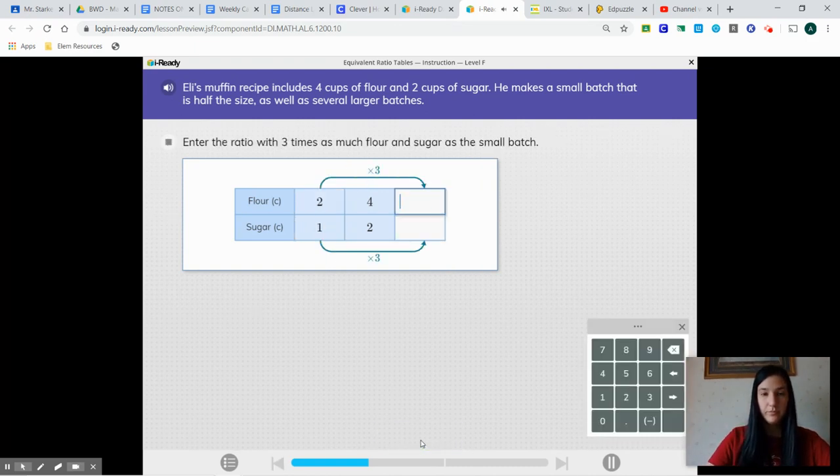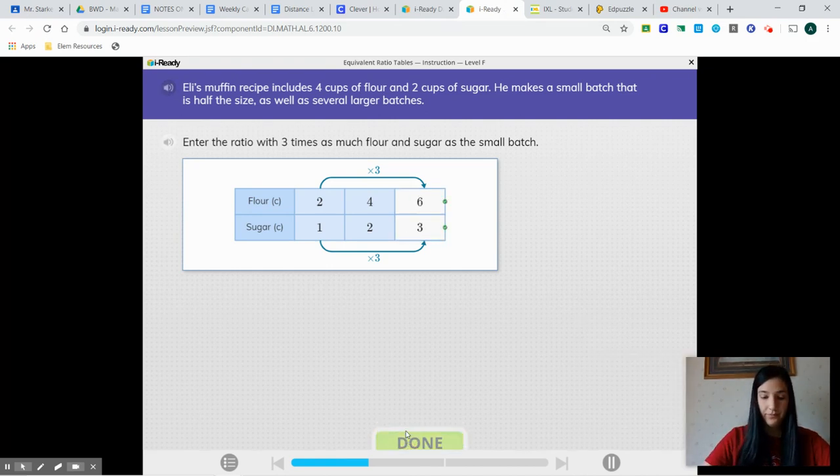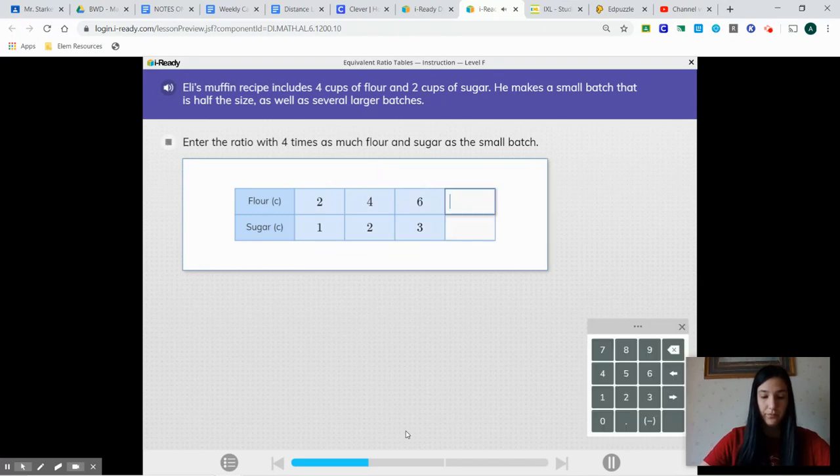Enter the ratio with 3 times as much flour and sugar as the small batch. So we're going to do 2 times 3, which will give us 6, and 1 times 3, which will give us 3. Enter the ratio with 4 times as much flour and sugar as the small batch. So 2 times 4, 8. 1 times 4, 4.